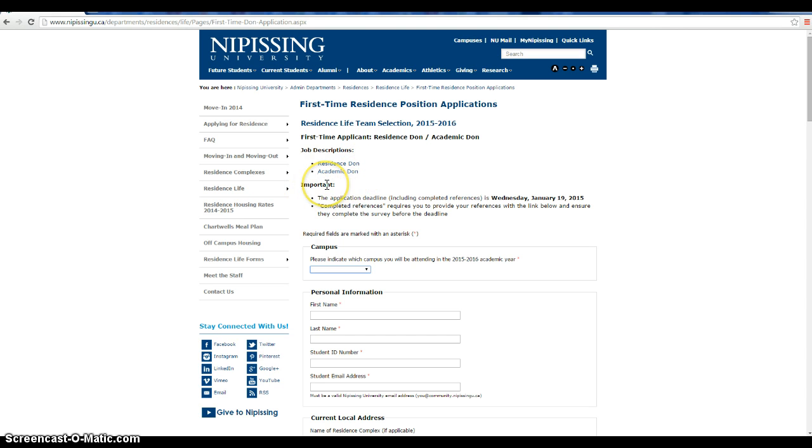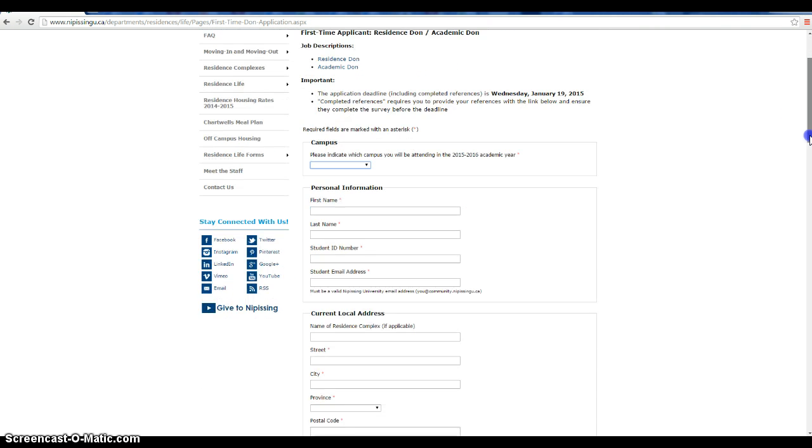Underneath the important heading, you will see the deadline for completed applications. That is Wednesday, January 19th, 2015. Completed applications means completed references as well. Below, which I will show you, there is a link to a survey that you will send to your references in order for them to complete the reference portion of the application.